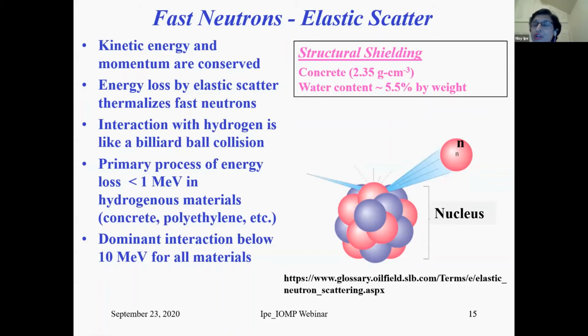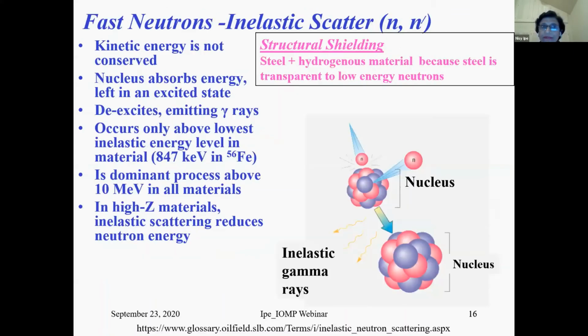So a neutron can transfer its entire energy in a head-on collision to the hydrogen. And this is really the primary process of energy loss below 1 MeV in hydrogenous materials such as concrete, polyethylene, etc. And it's also the dominant interaction below 10 MeV for all materials.